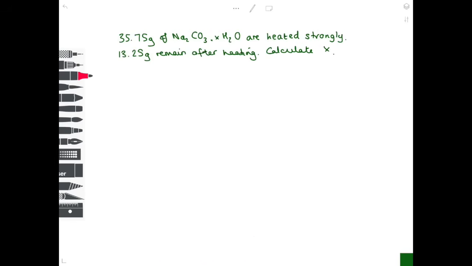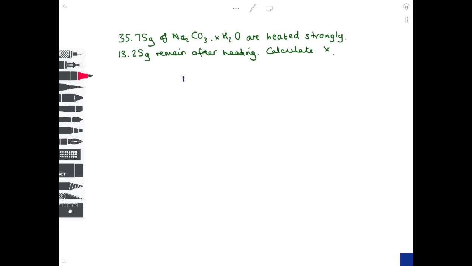Now I'm going to show you a water crystallization type of mole calculation. It's really similar to empirical formulae, so don't let it freak you out just because it looks more difficult. So 35.75 grams of sodium carbonate combined with water are heated strongly, and 13.25 grams remain after heating. Calculate X. So obviously after you've heated it, it will now become anhydrous, which means you've driven off the water.